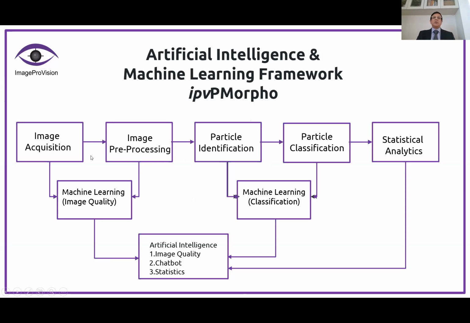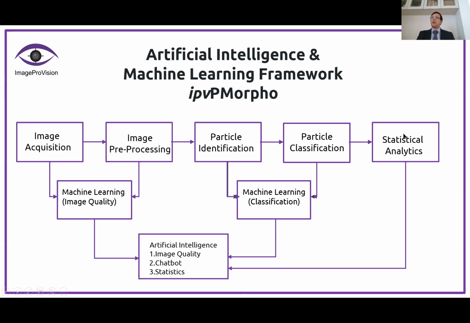Now, the first question was whether the image is good enough or not. So with this system, a machine learning engine works, and whenever you capture an image, it automatically tells you whether this image is correct for analysis or not. The second machine learning engine works on the particle classification or particle identification, whether this is an API particle or excipient particle or globule. It automatically does that, so the subjectivity is removed in this.